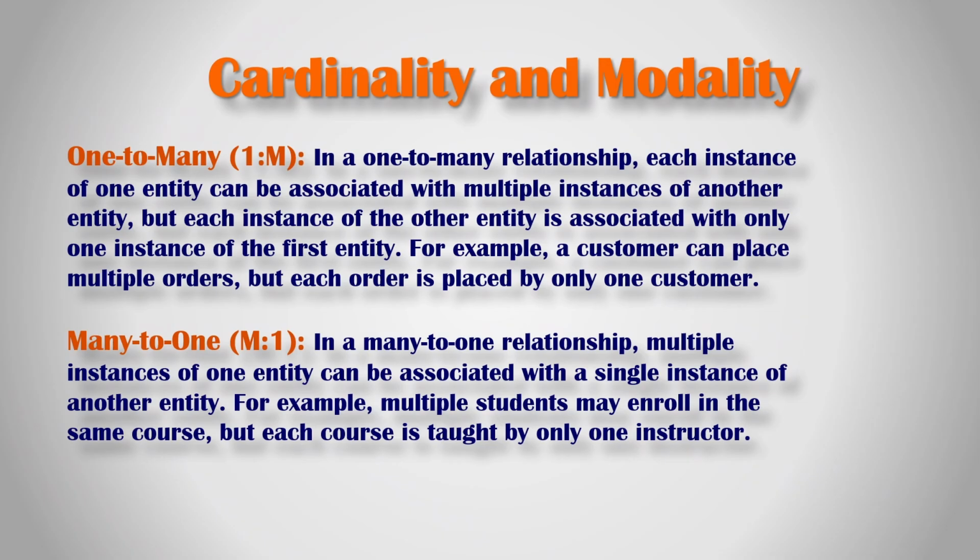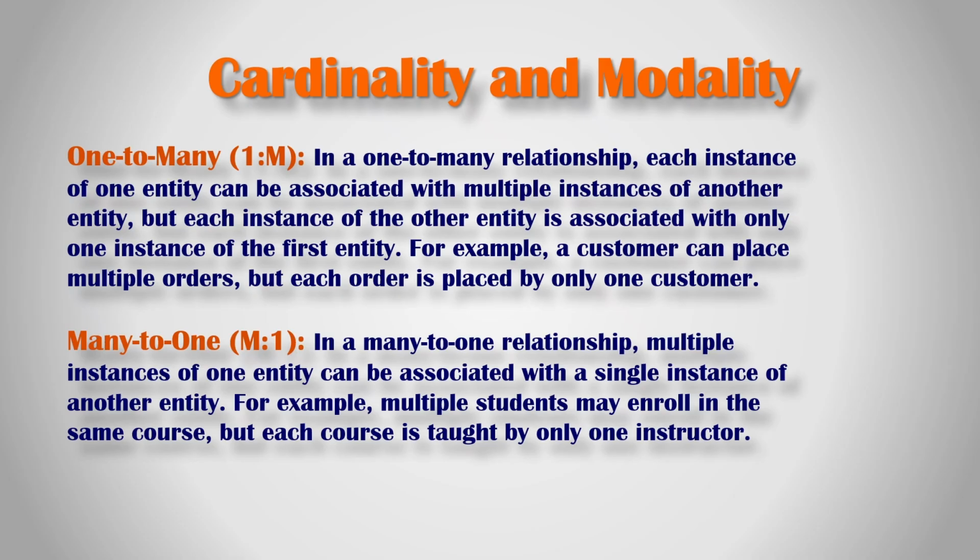One-to-many. In a one-to-many relationship, each instance of one entity can be associated with multiple instances of another entity, but each instance of the other entity is associated with only one instance of the first entity. For example, a customer can place multiple orders, but each order is placed by only one customer.